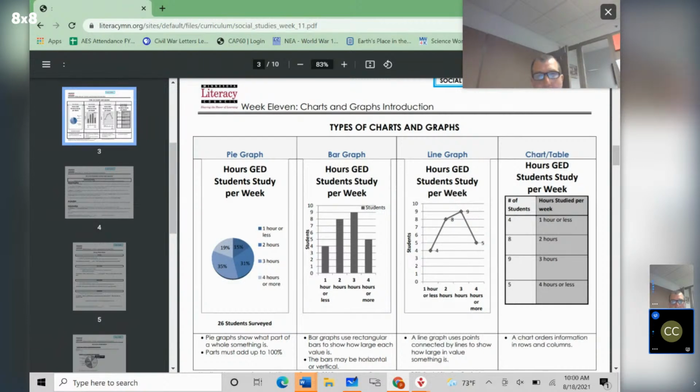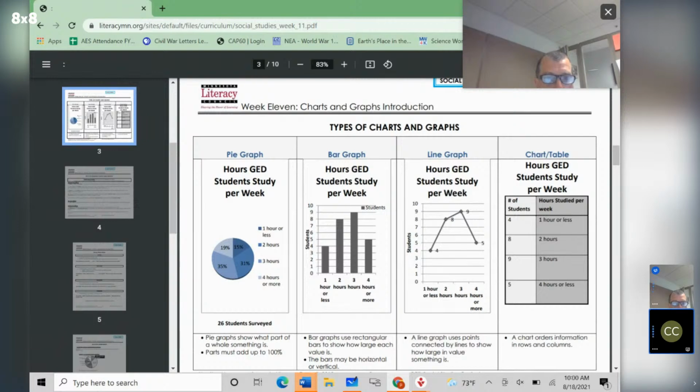Okay, I'm going to go ahead and get started, you guys. If you look up here, you see there's a pie graph, and the reason they call it a pie is it looks like a circle or a pie. The second one is the bar graph. We've done that. The third one is the line graph, and the last one is a chart or table. But the thing I want you to see, remember, when we look at a graph or chart, it's important to look at the title. And all these titles are the same. They are the hours GED students studied per week.